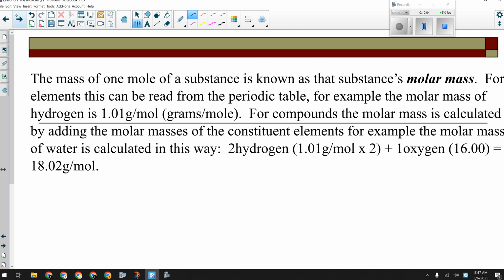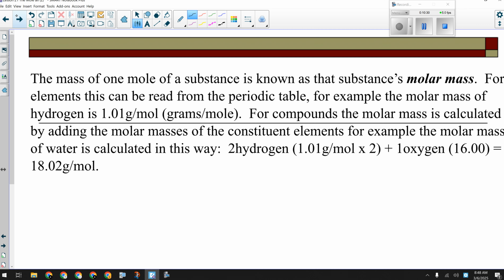Now, the mass of 1 mole of a particular substance is what we call the molar mass, the capital M part of the mole equation. For elements, that number is given to us on the periodic table. If I want to know the molar mass of zinc, I just look right here in box number 30, and I see that the mass of 1 mole of zinc is 65.41.